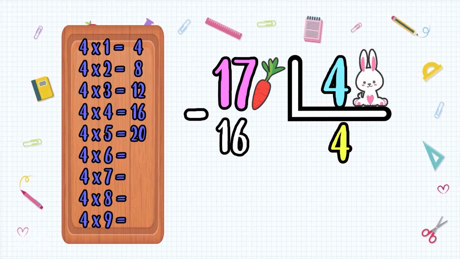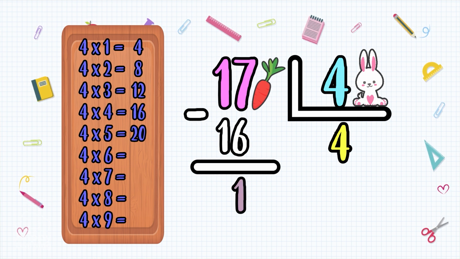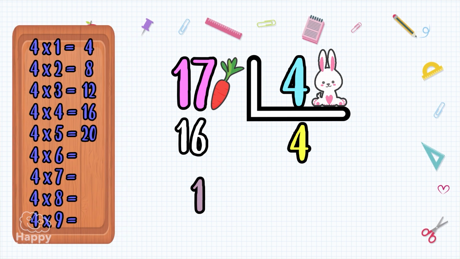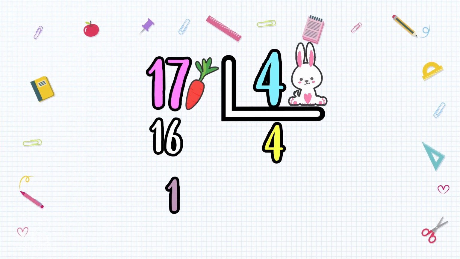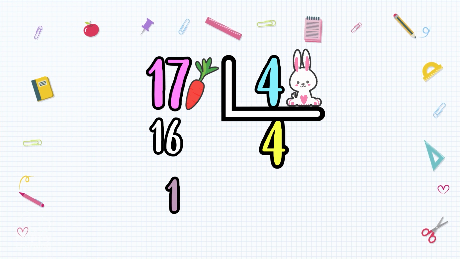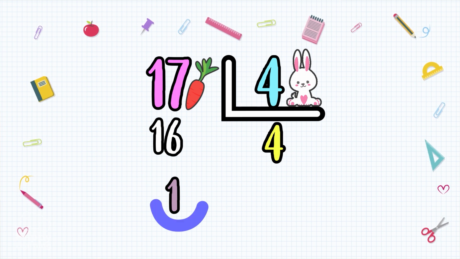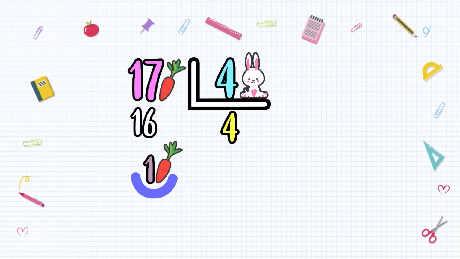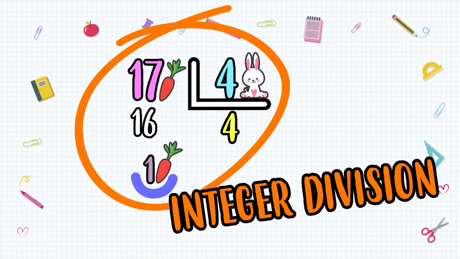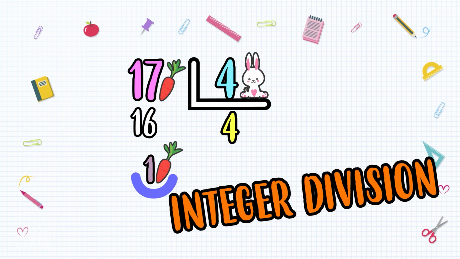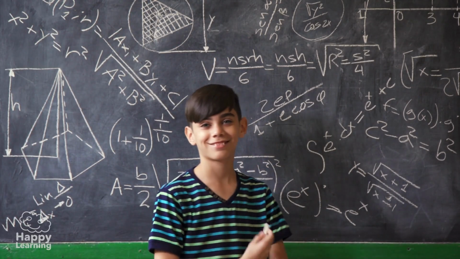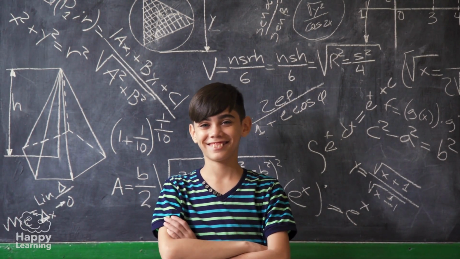Now we subtract the 17 and the 16. 17 minus 16 equals 1, which we place here. So 17 divided by 4 is still 4, but we have 1 left. We have 1 carrot left. And since there is 1 remaining, this is an integer division and not an exact division like the other one. Dividing is still really fun and easy, right?